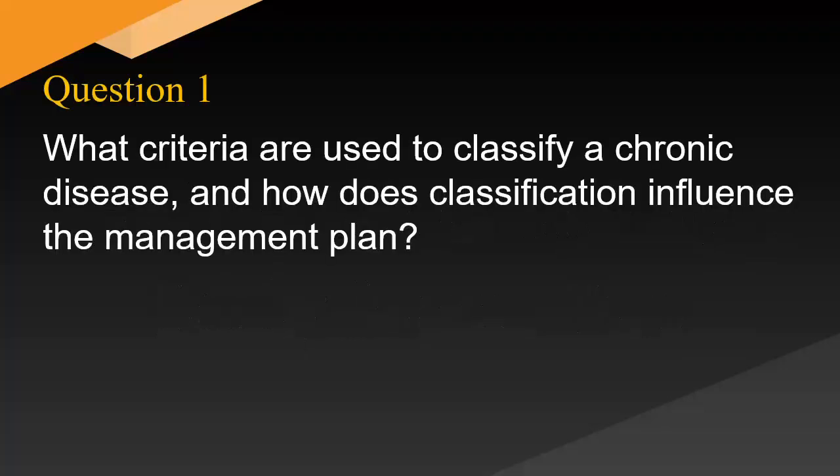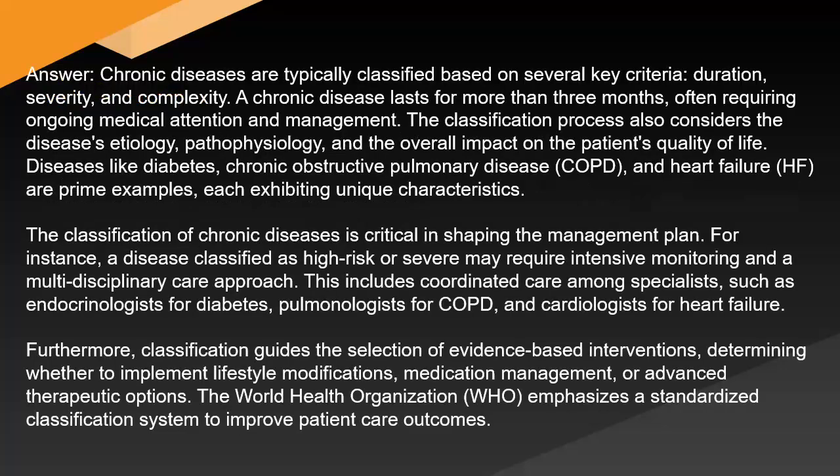What criteria are used to classify a chronic disease, and how does classification influence the management plan? Answer: chronic diseases are typically classified based on several key criteria: duration, severity, and complexity. A chronic disease lasts for more than 3 months, often requiring ongoing medical attention and management.